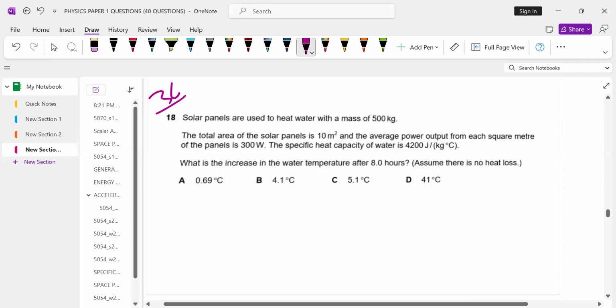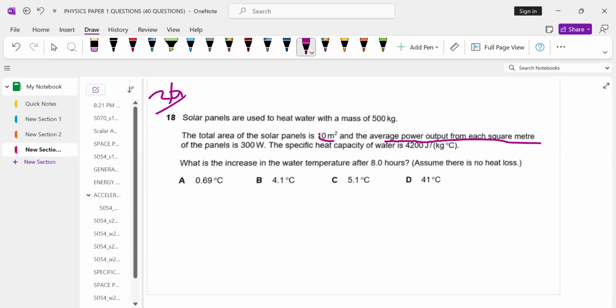Solar panels are used to heat water of 500 kg, and the total area of the solar panel is 10 meters squared, and the average power output from each meter square of the panels is 3 watts. The specific heat capacity is 4200 joules. What is the increase in the temperature after 8 hours? Assume that there is no heat loss.